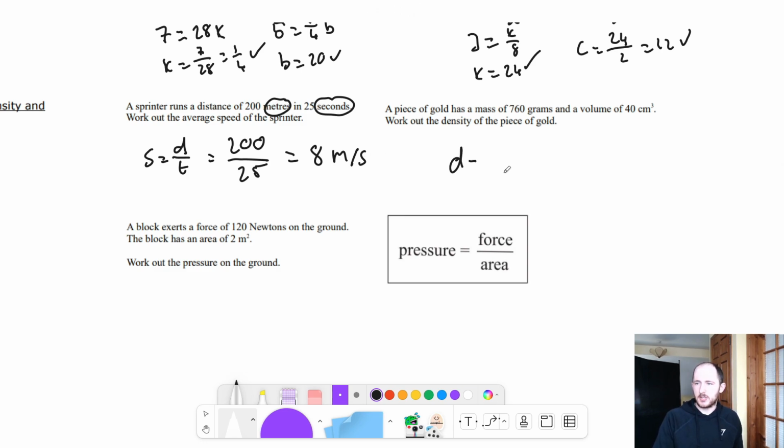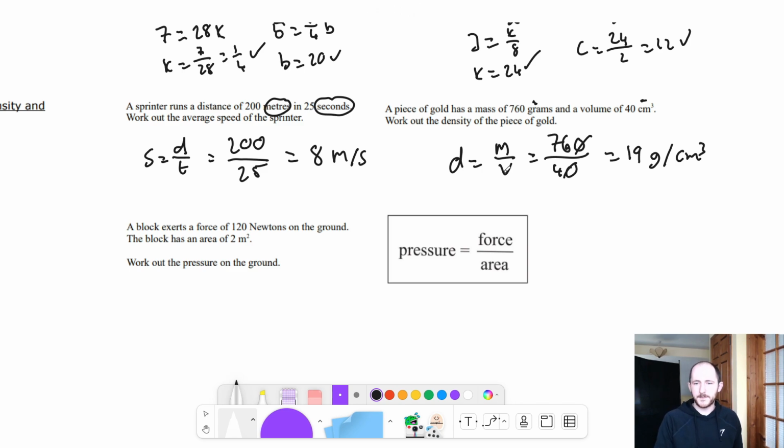Density is just mass over volume. So 760 over 40. So cancel out the zeros. Half of 76 is 38. Half it again gives me 19. And what are my units? Well, it says grams. And so I divided this number by this number. So it's grams slash that number.